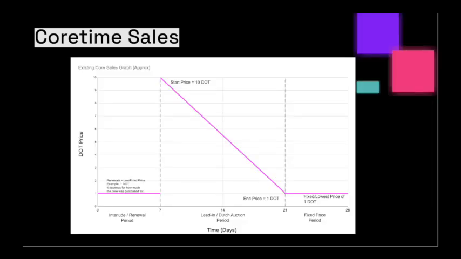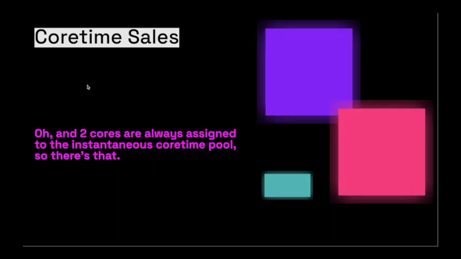This is a graph that I put on the forum. This interlude period thing here, this price depends on what you paid for it. Originally, it's your renewal price. It starts off high, goes down low over 14 days, and then it is low for the 7 days, and that's the 28-day cycle, right? All of these numbers obviously change every month. And there's also like 2 cores that are just always assigned to the instantaneous call time pool. So even if you don't have a car, you can access call time by doing some extrinsic.